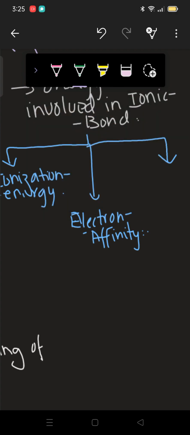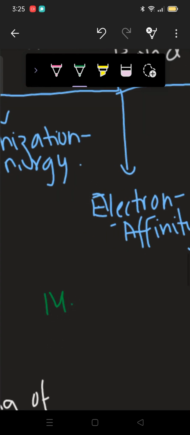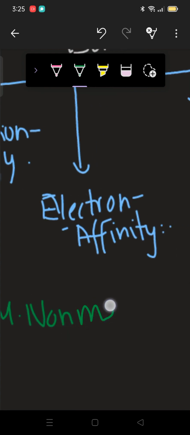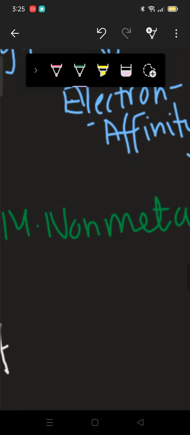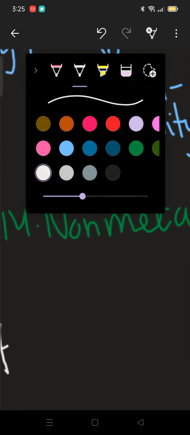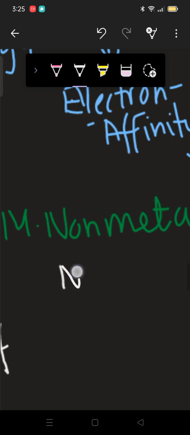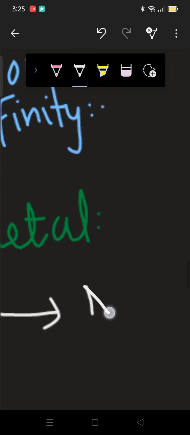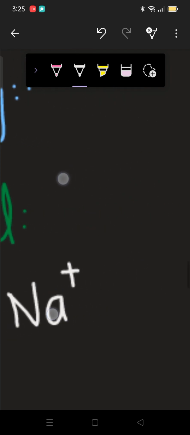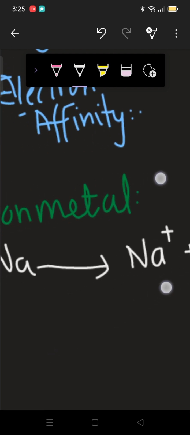When a metal and a non-metal combine, because we know that the ionic bond is the combination of a metal and a non-metal, right? We know that Na will lose one electron, and it will have a positive charge, with the electron removed from the outermost shell.